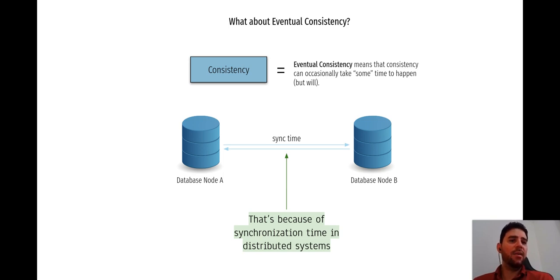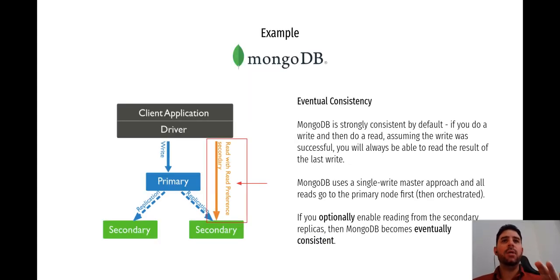But in case you have to read from other locations without this kind of approach, we are really up to the syncing time and, of course, eventual consistency. So let's give another example with MongoDB itself. As I mentioned, MongoDB is strongly consistent by default. So if you write right now, you can read the data that was written in Mongo because of the single master node approach that Mongo uses.